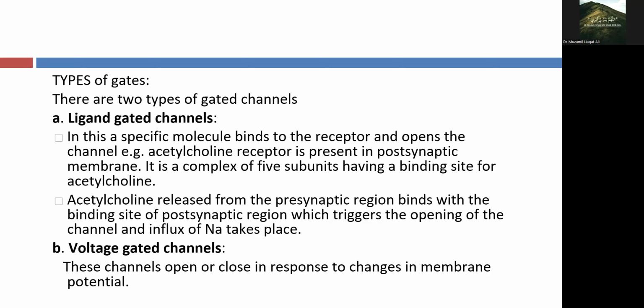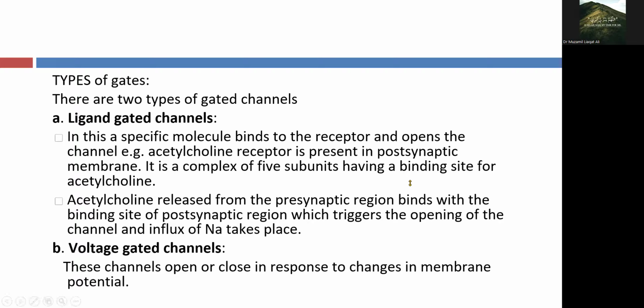Ligand-gated channels open when a specific chemical, or ligand, binds to them. A classic example is the acetylcholine receptor found on muscle cells after a nerve connection. When a neurotransmitter, acetylcholine, is released from the nerve and binds to its receptor, it triggers a conformational change that opens the channel, allowing sodium ions to rush into the muscle cells, which is the first step in muscle contraction.